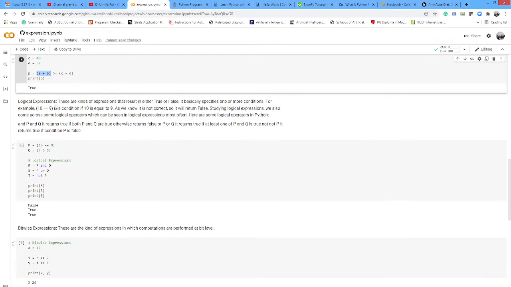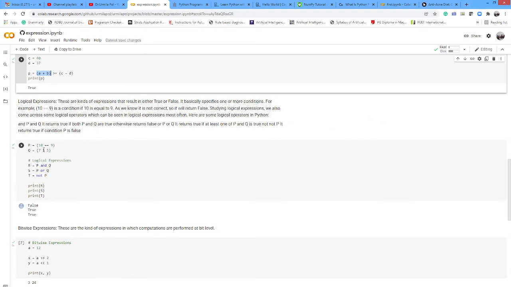Here, logical expressions. These are kinds of expressions that result in either true or false. It basically specifies one or more conditions. Example: 10 is equal to 9. If it is not correct, it will return false. P and Q returns true if both P and Q are true, otherwise returns false. P or Q returns true if at least one of P and Q is true. Not P returns true if condition P is false.